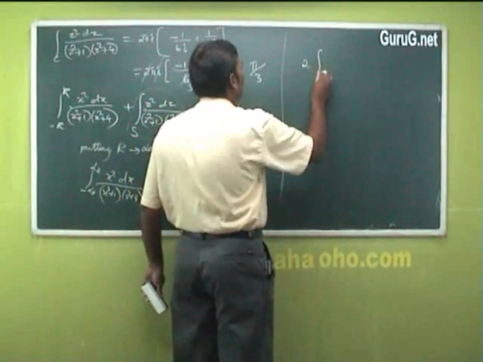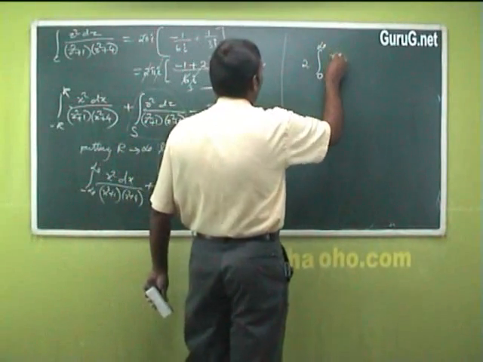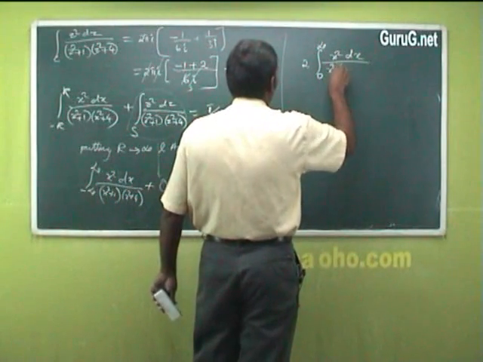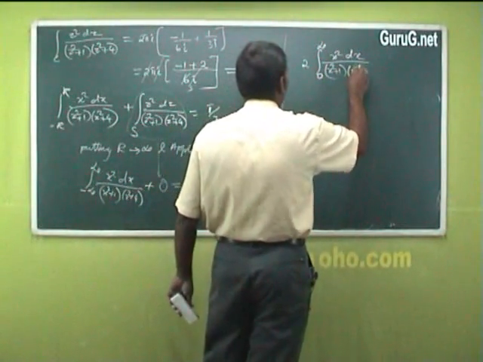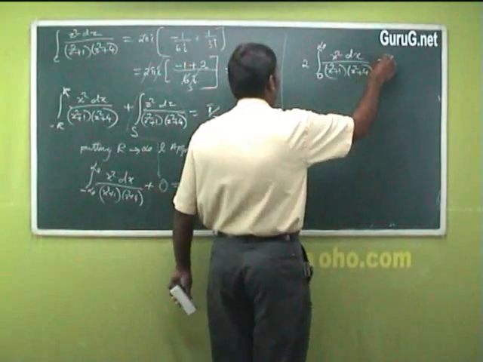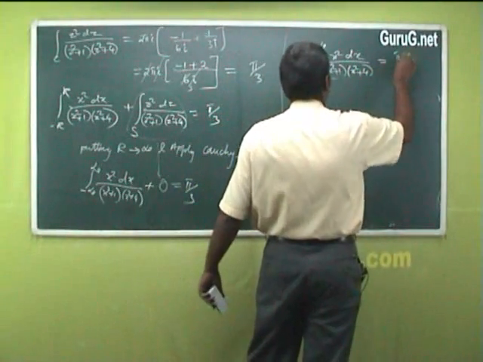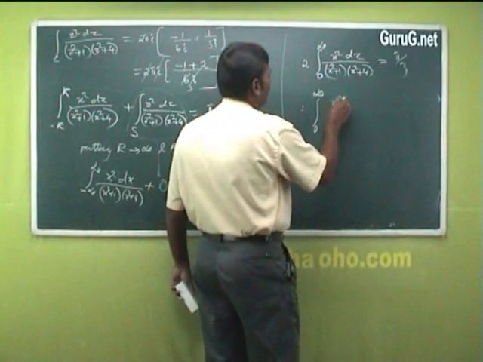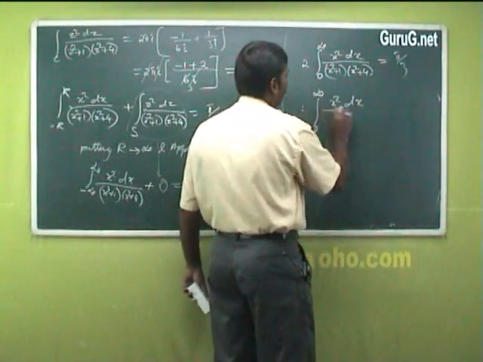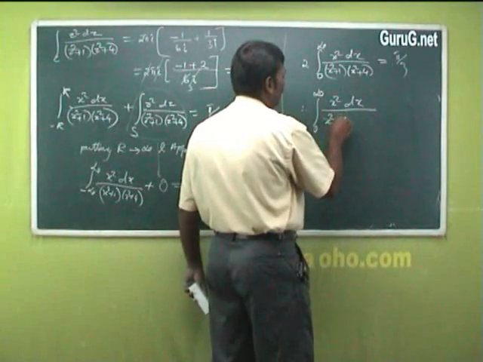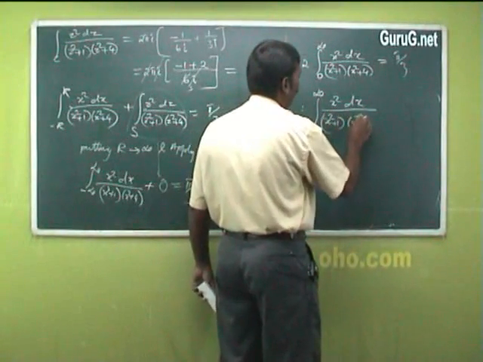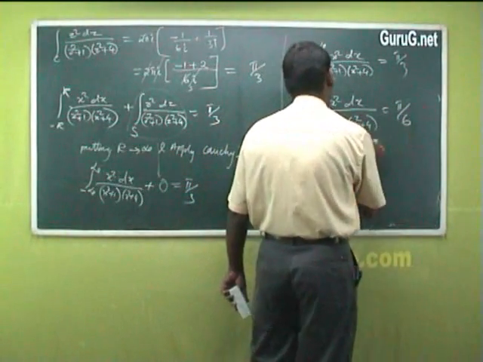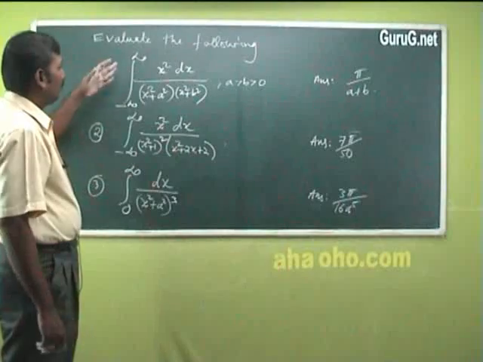2 times integral 0 to infinity x squared dx by x squared plus 1 into x squared plus 4 equal to 5 by 3. So therefore integral 0 to infinity x squared dx by x squared plus 1 into x squared plus 4 equal to 5 by 6. Right? You will try these problems.